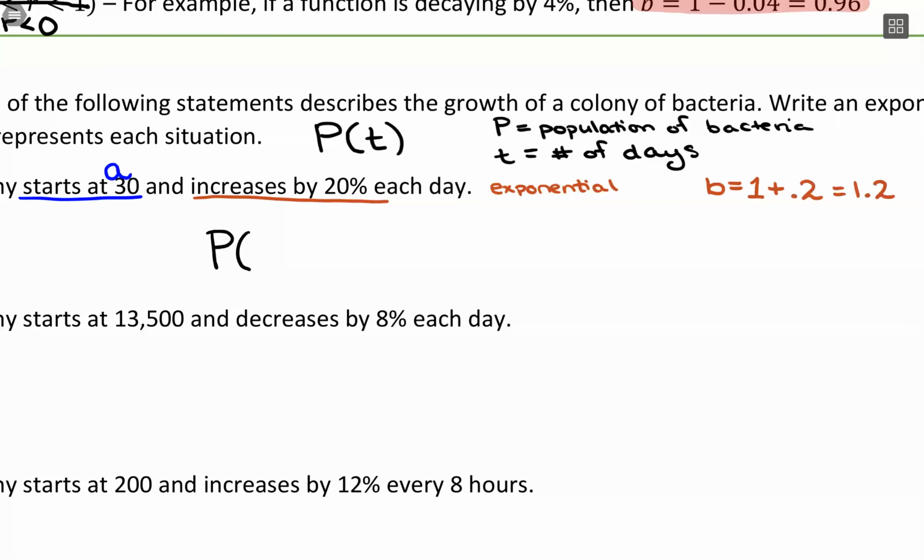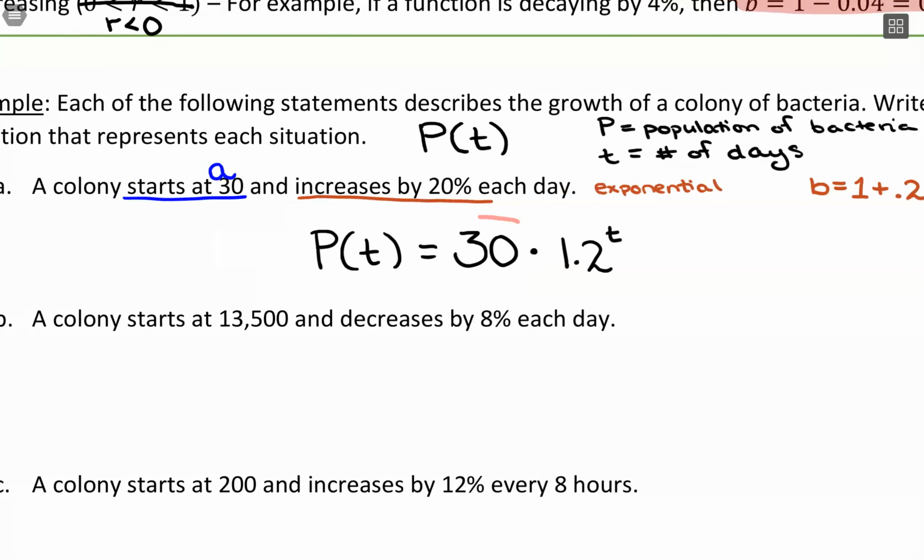So our function p of t will have our initial value of 30 times our growth factor of 1.2, and then we'll have an exponent with our variable t. So the idea being we could plug in a certain number of days, and this will tell us how large our colony of bacteria is now, growing from 30 and adding on 20% each day.